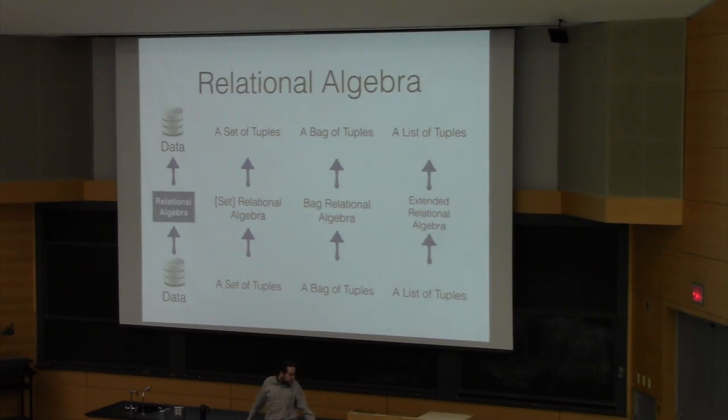So right now we'll be focusing on both set and bag relational algebra. Next week I'll be getting to some of this extended form, or maybe not next week. In the not too distant future, I'll be coming back to an extended form of bag relational algebra that includes more intricate features. Any questions?